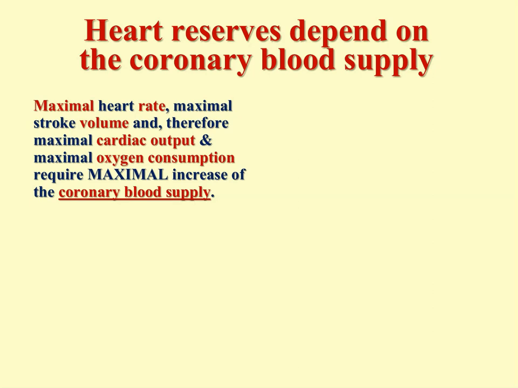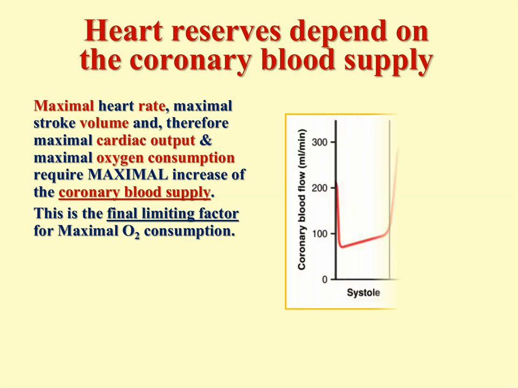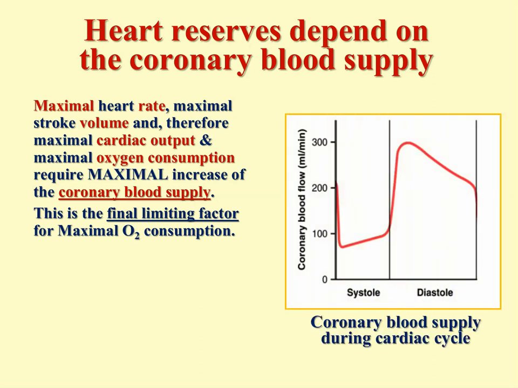But when coronary blood supply reaches its maximal possible value, then the heart cannot produce stronger and faster contractions. Therefore, oxygen consumption comes to its final limit because of the maximal cardiac output achieved. So the final limiting factor for maximum oxygen consumption is exactly the coronary blood supply. Let's recall, coronary blood supply occurs predominantly in diastole. Of course, it's true for the left coronary artery, but the left coronary artery has much greater blood flow than the right one.